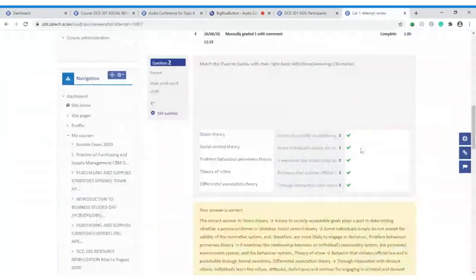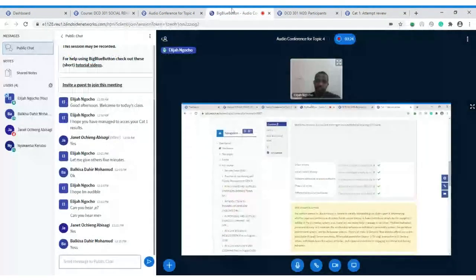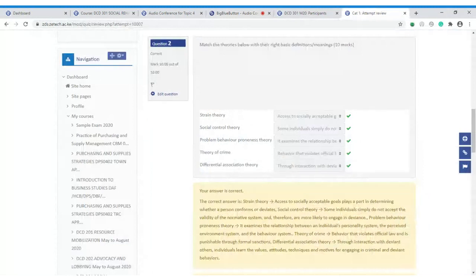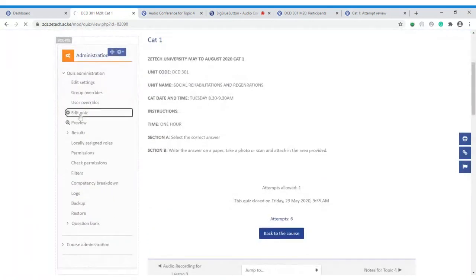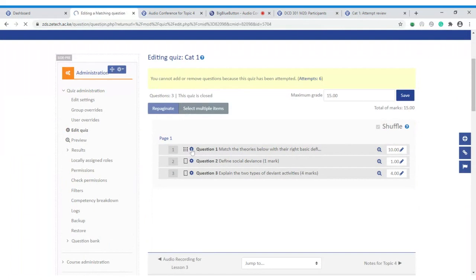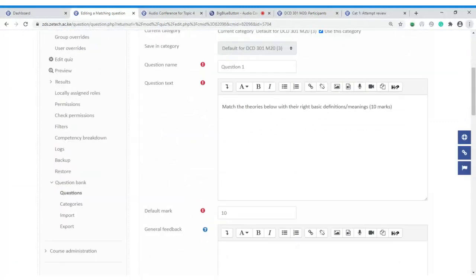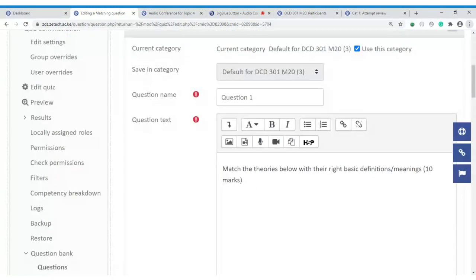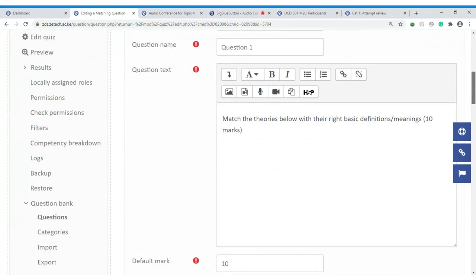Okay. All right. So the second question was for matching. You match the right theory with its correct definition, basically. And what that means is you need to know the definition of that theory. So the strain theory, let me open the question itself so that you can view it from my end. Match the theories below with their right basic definitions. Let me zoom in so that it becomes more visible to you. I think that is enough visibility. Match the theories below with their right basic definitions or meanings.